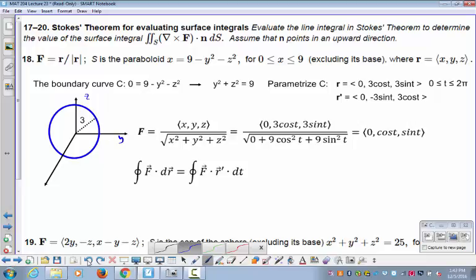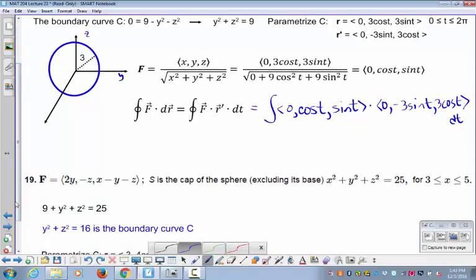So to evaluate the single integral, one letter of integration, we just need t. We're going to dot these two together. 0, cosine, sine gets dotted with r prime, which is 0, minus 3 sine, 3 cosine, dt. And t is going from 0 to 2 pi. We dot those together, and we end up with minus 3 sine cosine plus 3 sine cosine.